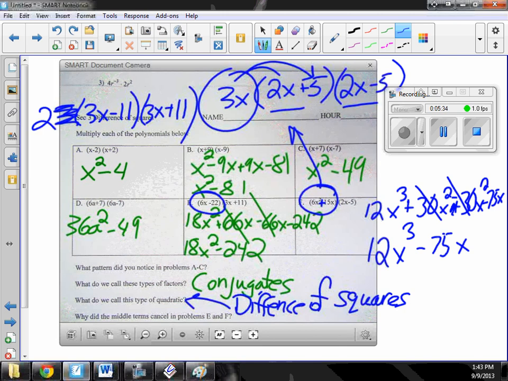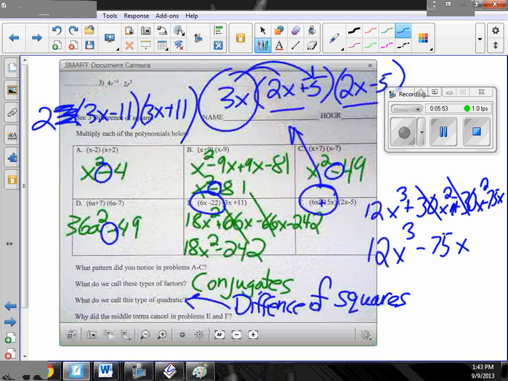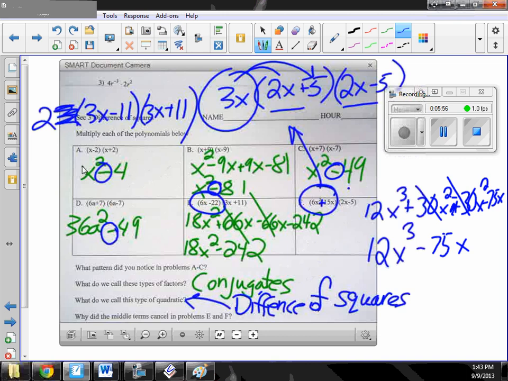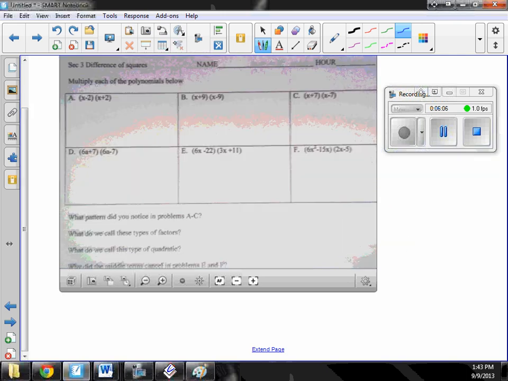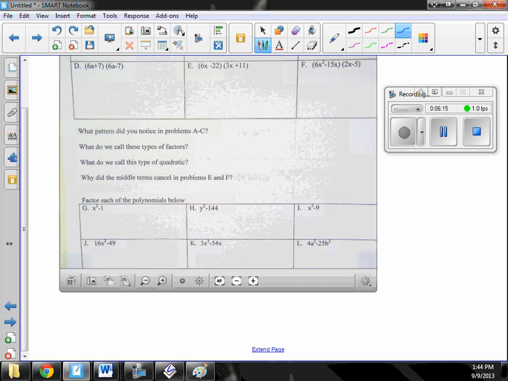Okay? So if I look at part D, it's called a difference because the answer is always, the middle number is always negative. And it's called squares because the first term and the second term are perfect squares. X squared, 2 squared, 9 squared, 7 squared. Even this one, 6a squared, 7 squared. So if we go down a little bit, why did the middle terms cancel in problems E and F? Because there was a hidden conjugate in there. I just kind of disguised it a little.